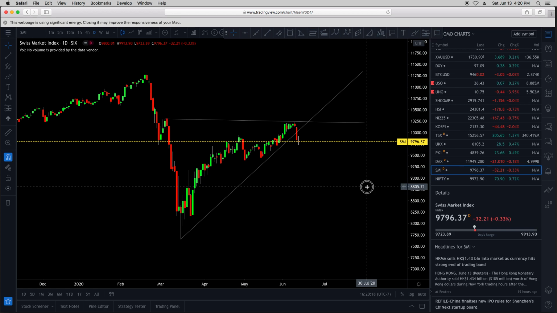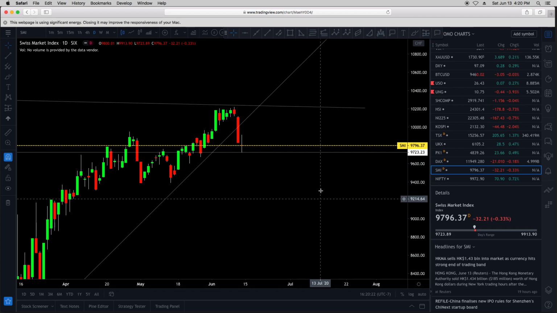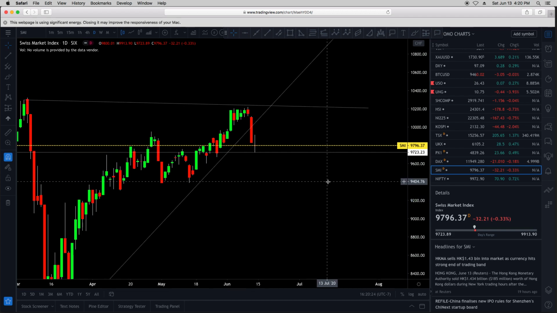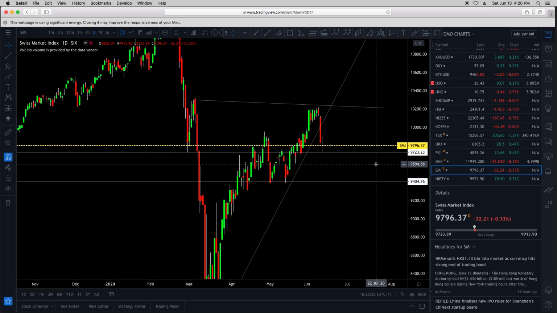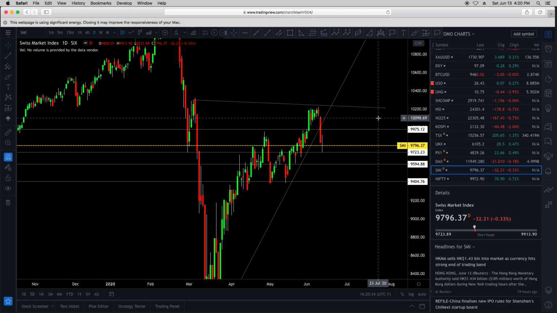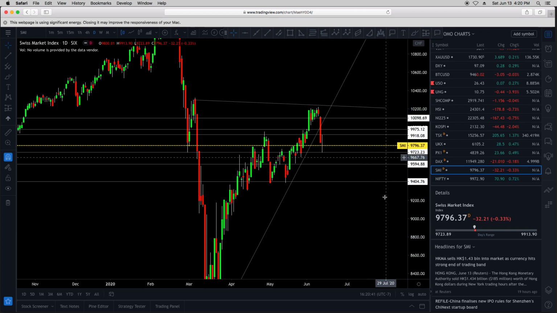Possible. Okay. Support around the numbers, 9723. Support 2, 9404. Maybe there's one right in between there, in the 96 range. Resistance 9975. 10,000 psychological range. And then just this candle itself.